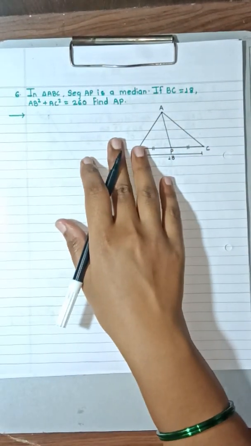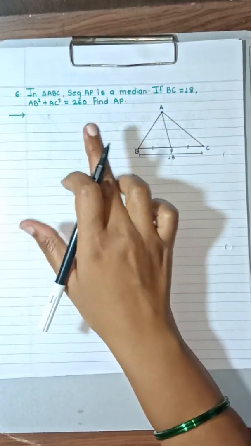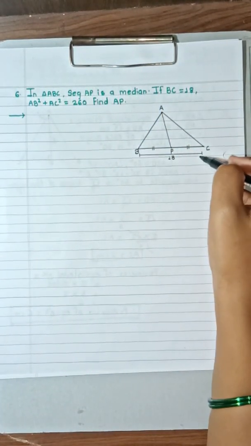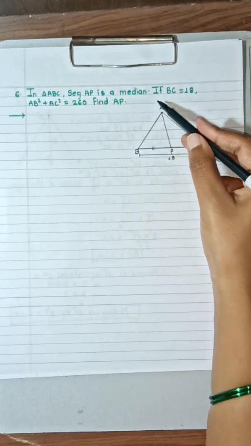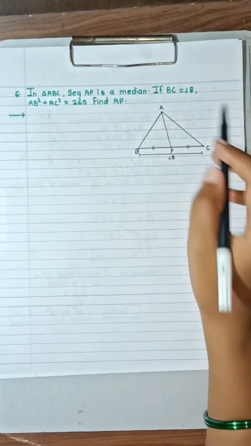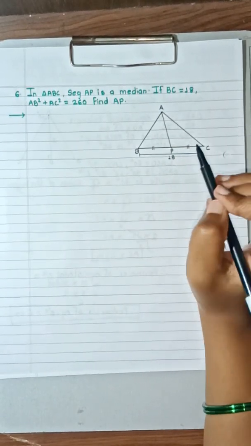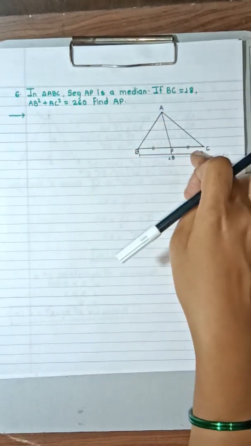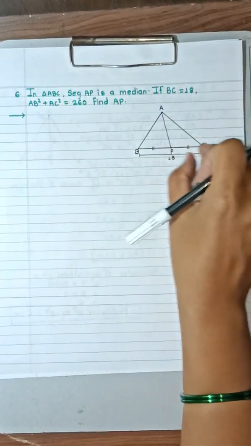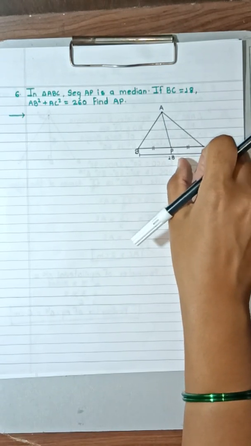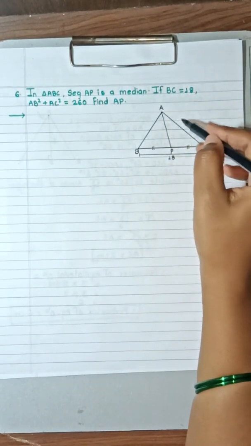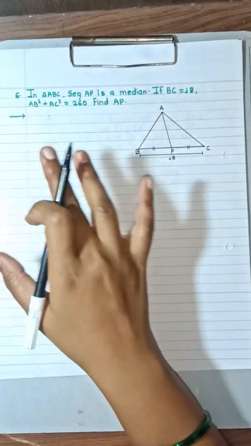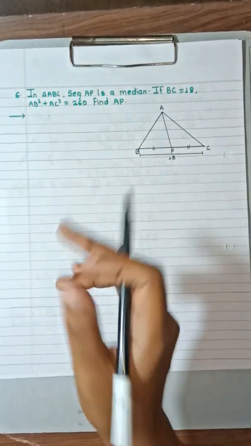In question number 6, they have given in triangle ABC, seg AP is the median. If BC is 18, then AB square plus AC square is equal to 260. Then find AP. They have given that AP is the median. That means when AP divides BC into 2 equal parts, that is BP is equal to PC. They have also given AB square plus AC square is equal to 260, and we have to find this AP. So let us write down.